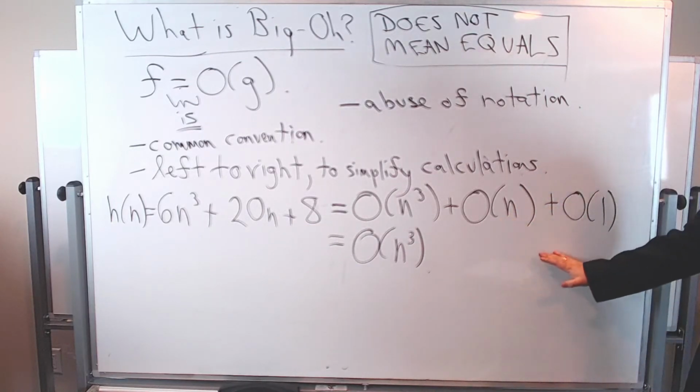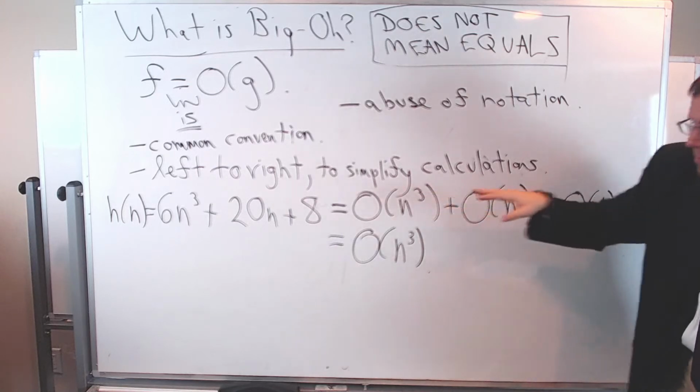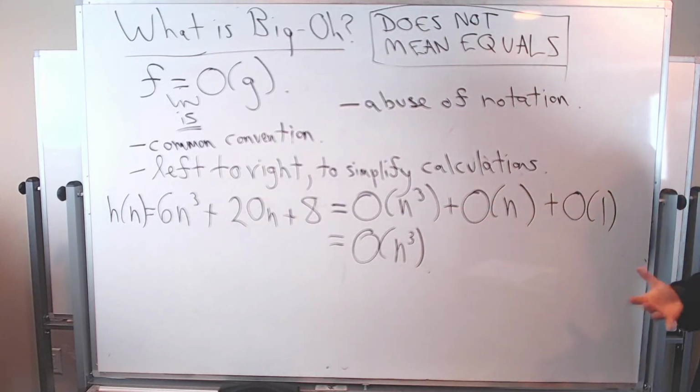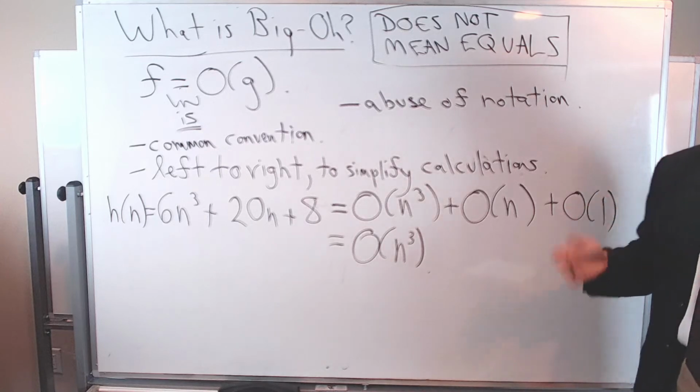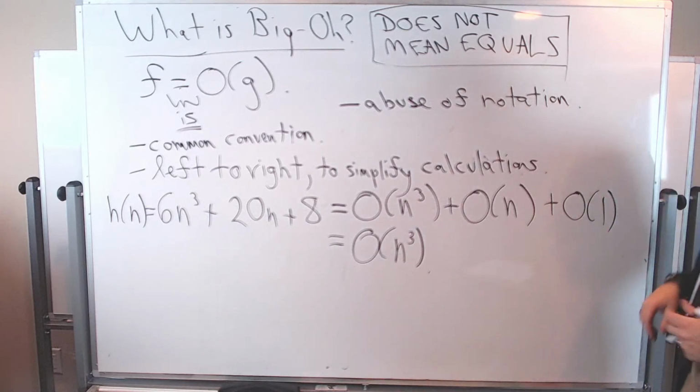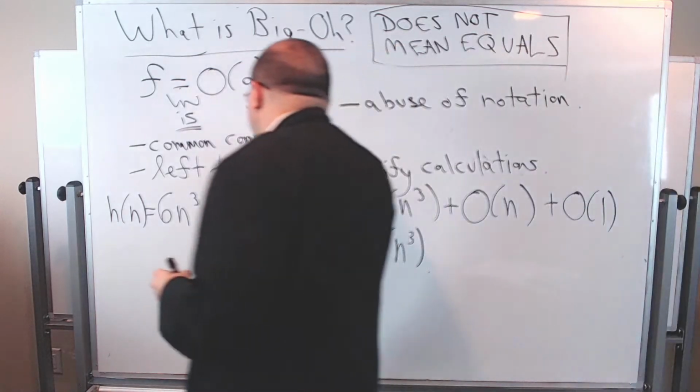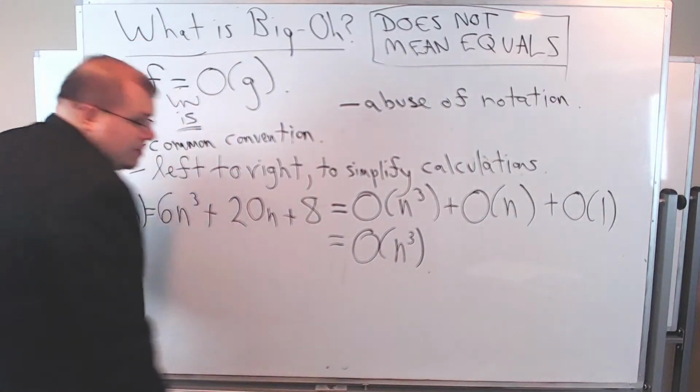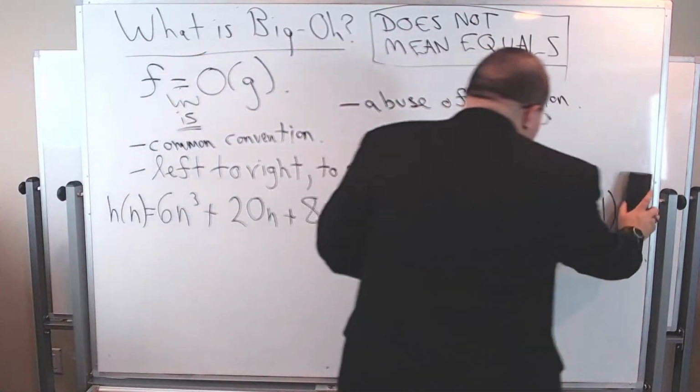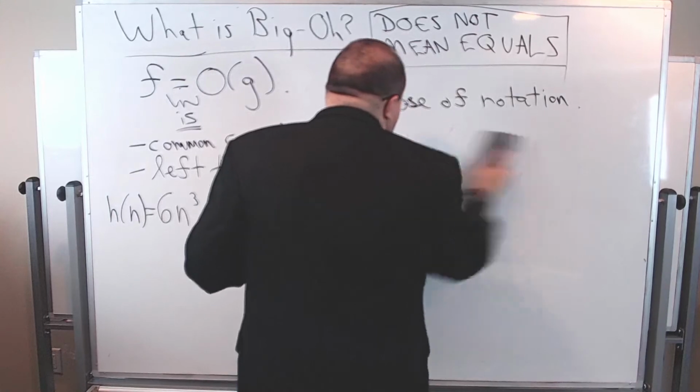So I can just simplify parts of my functions. I can write them in terms of big O, then I can collapse them down by removing redundant terms. Okay. Now, what does this all mean?